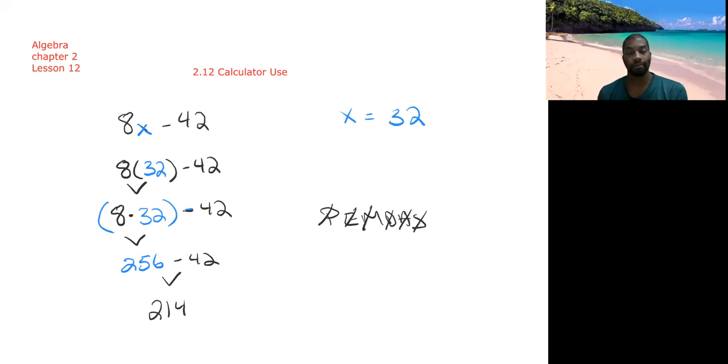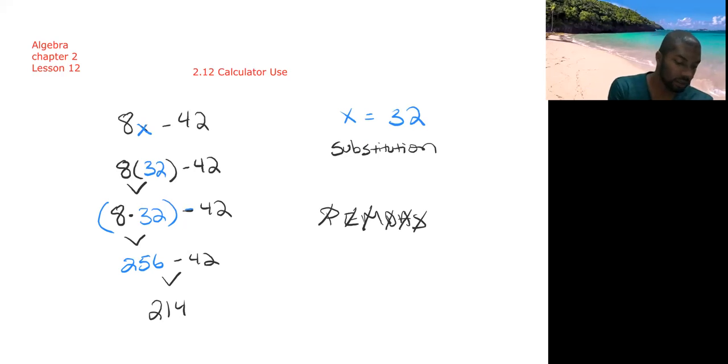Pretty simple system. Use substitution to replace your variables with your numbers. Then use PEMDAS to solve and the calculator to help you. That's it. Let's do some division problems because those are going to be the hardest ones.